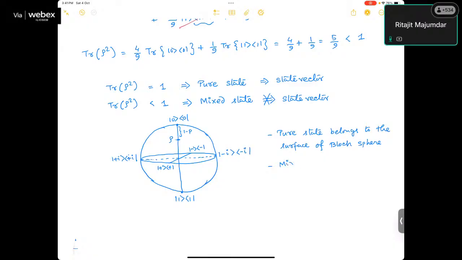So mixed states belong inside the Bloch sphere.